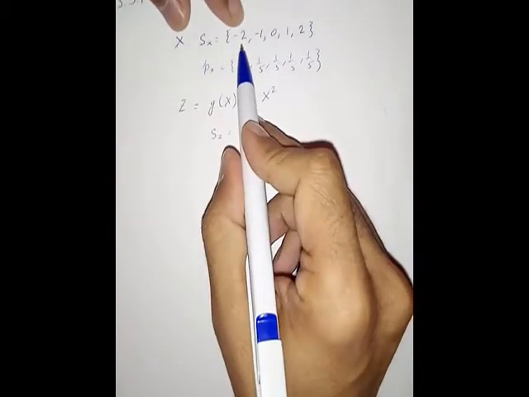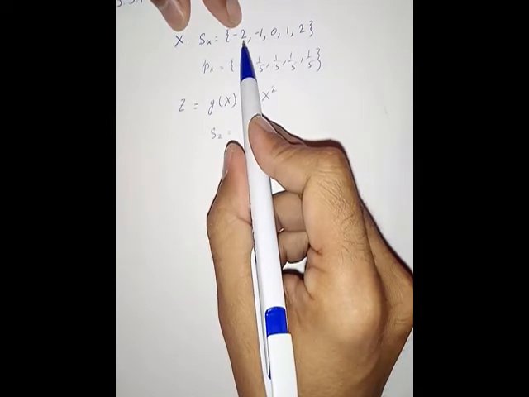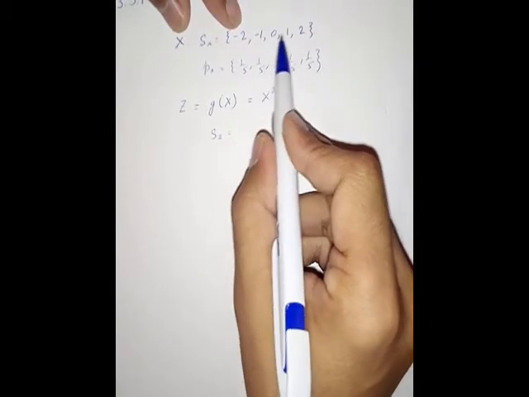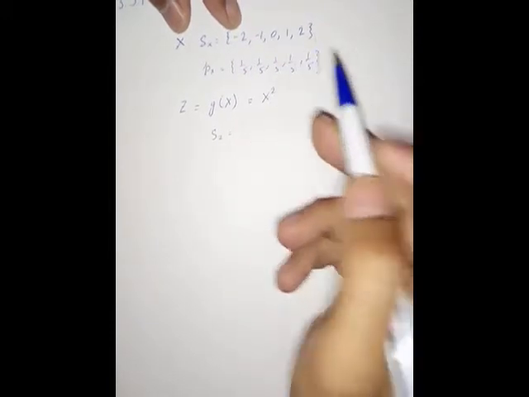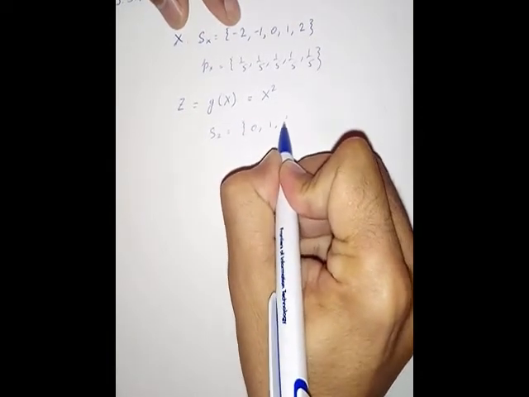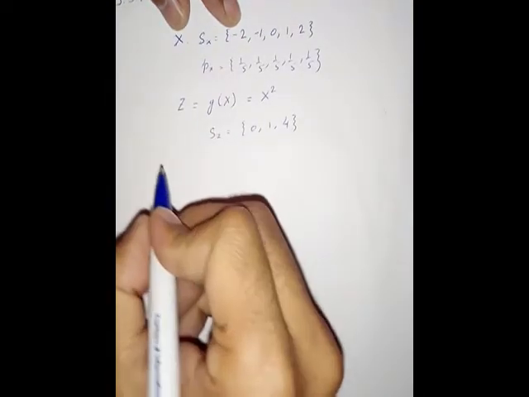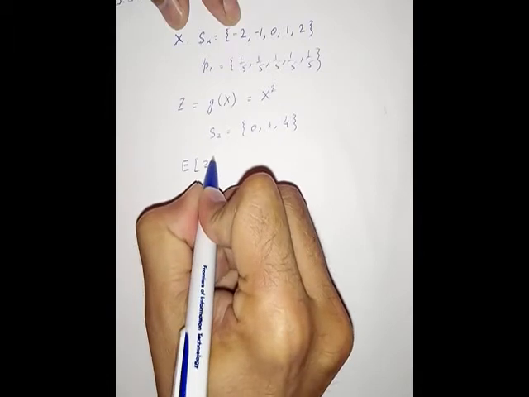For each value of x, z is the square of it. So whenever x is -2, z would be 4. Whenever x is -1 or 1, the value of z will be 1, and 0 is 0. So the sample space of z is 0, 1 and 4. That was easy. Now let's say we're interested to find the expected value of z.